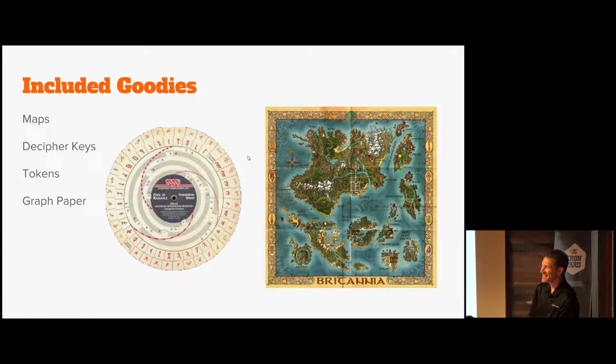But yeah, mentioning that they used to come in boxes, not only did they used to come in boxes, they used to come with little trinkets with the boxes. So you might have maps, decipher keys, there's little metal tokens sometimes, graph paper so you can graph out the dungeons and stuff. And so here's two examples.